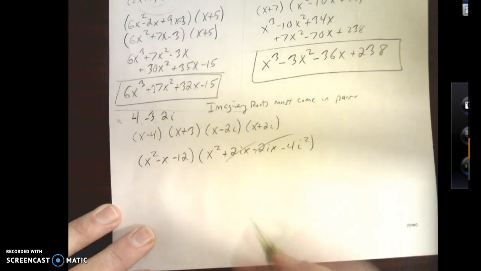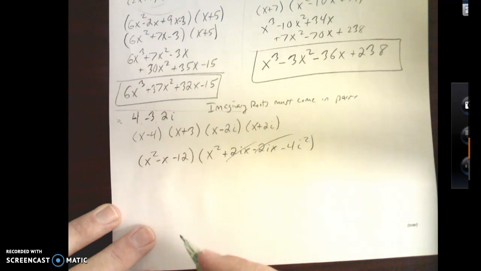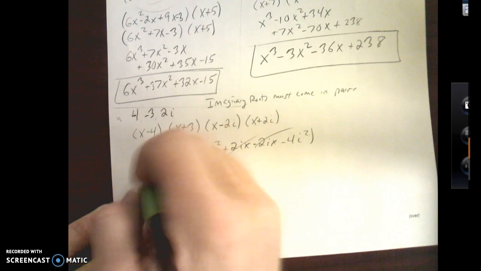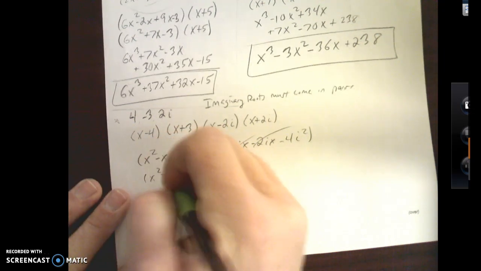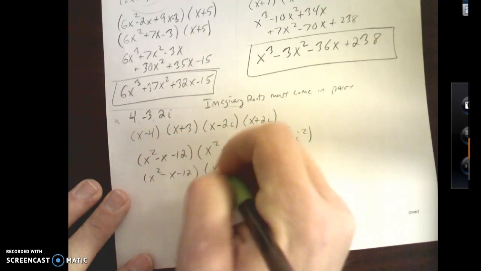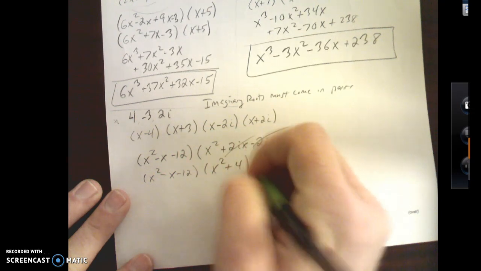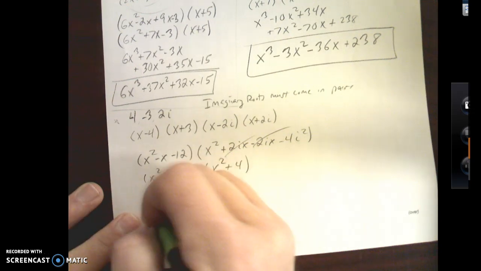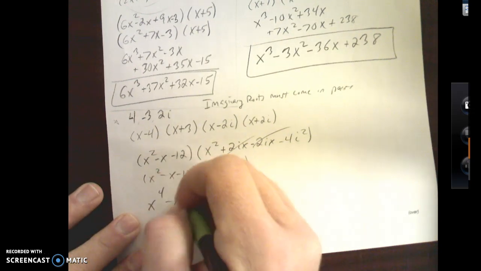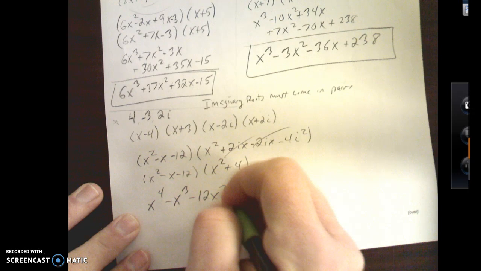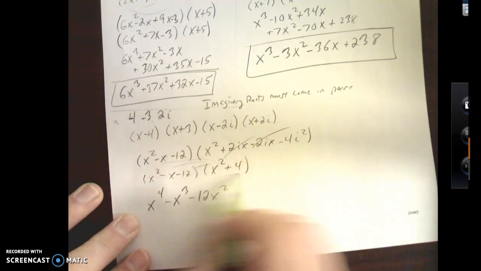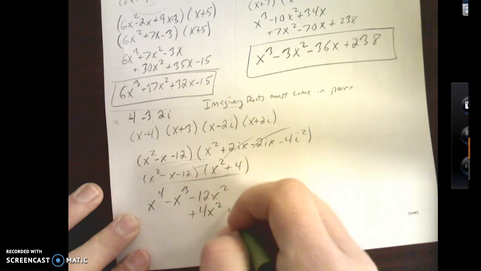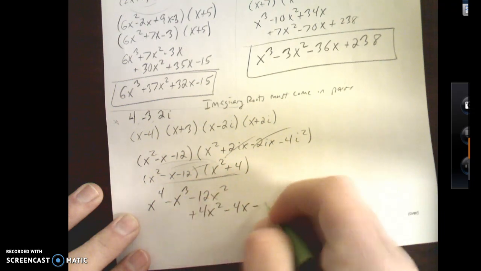These will cancel out. That's why we need them to come in pairs, because when we write our original answer, we don't want to have the i's in it. So this looks like x squared minus x minus 12, x squared plus 4, okay, because i squared is negative 1. And now I'll distribute this in, x to the 4th minus x cubed minus 12x squared. 4x squared minus 4x minus 48.